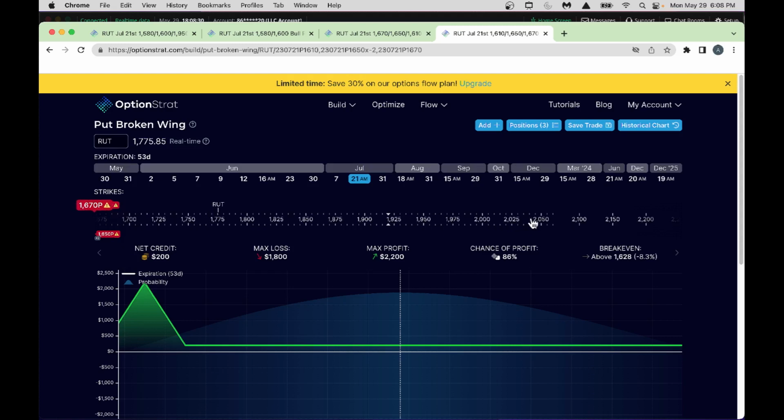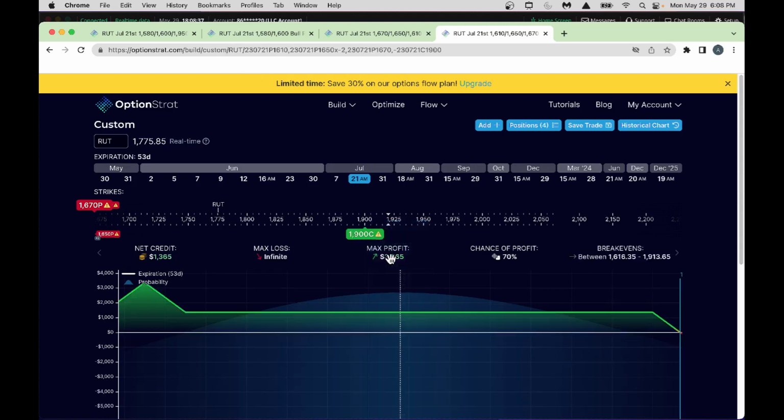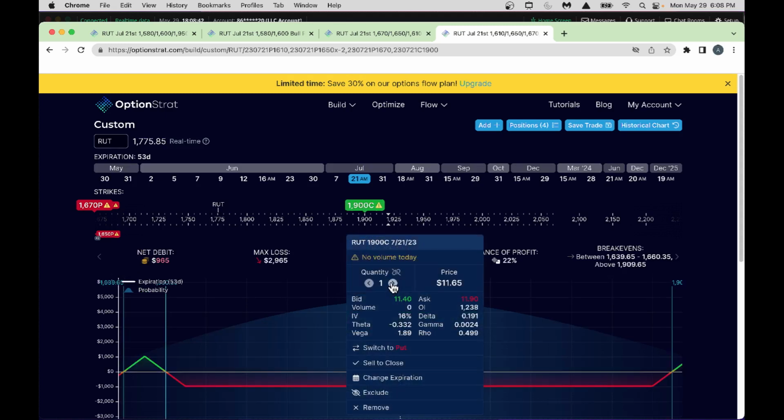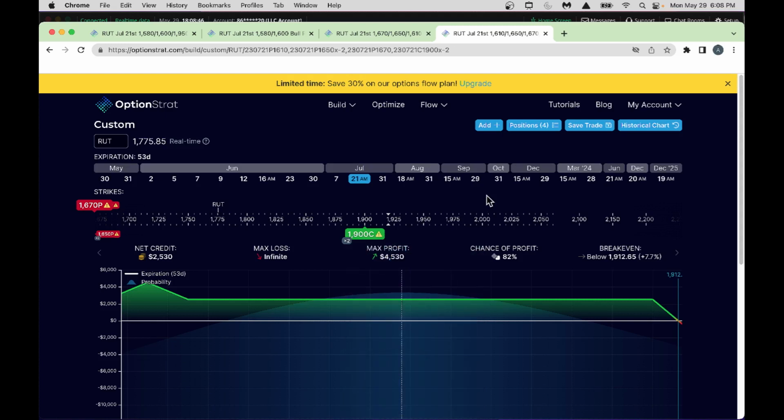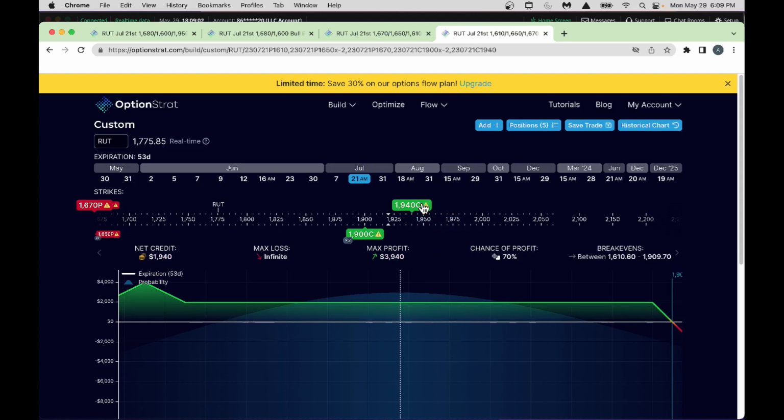All right, so at 1900 we can right click here and basically say sell 1900 call. We are selling two. And now we want to make it a spread. We are doing 1900 and going to 1940 somewhere right here. You can right click and say buy call. We are buying a 1940 call.